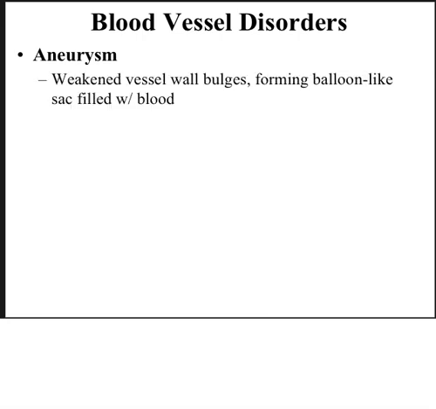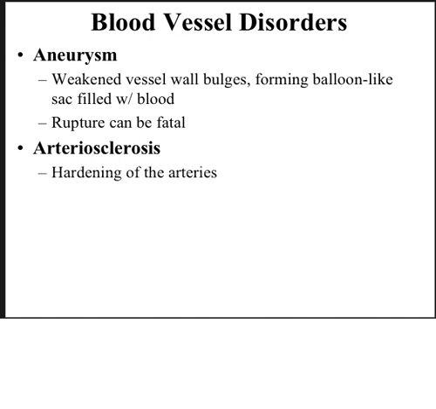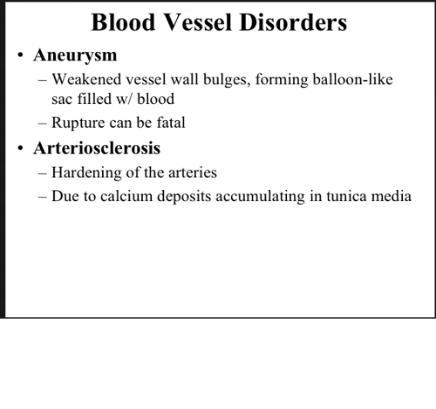Aneurysm is a weakened blood vessel that bulges and can potentially rupture. Okay, this can lead to a fatality if it occurs in the heart or in the brain. Arteriosclerosis is hardening of the arteries from calcium deposits that accumulate in the tunica media, causing blood pressure to increase and increasing the risk of emboli, and as a result, heart attack and stroke.